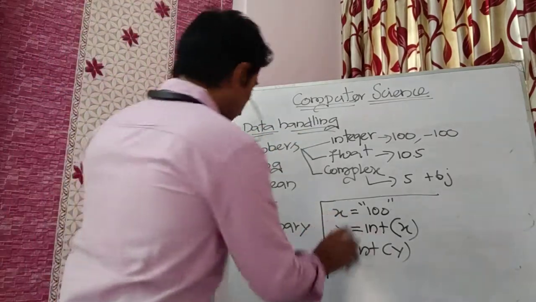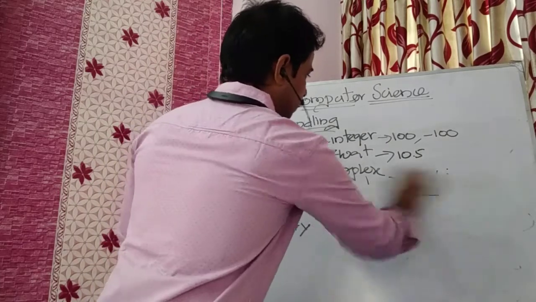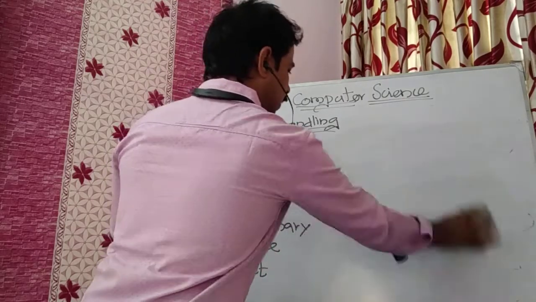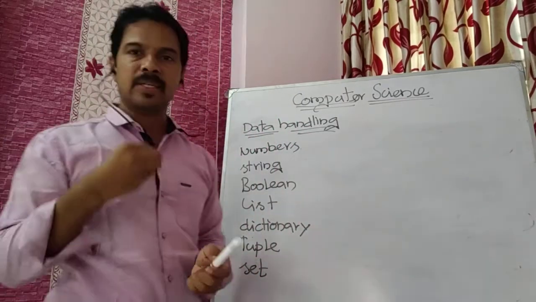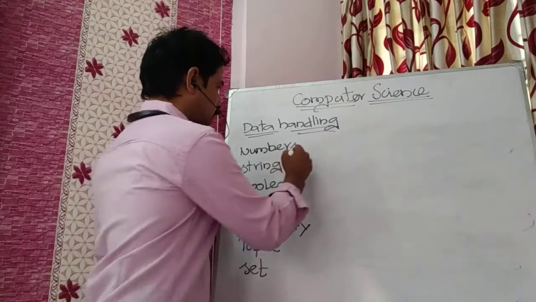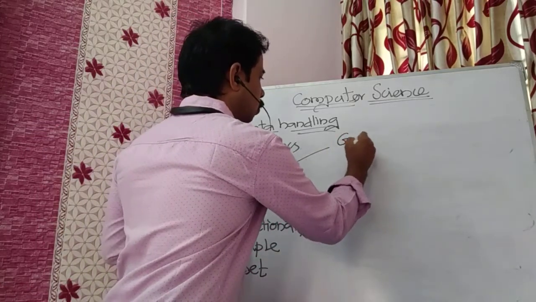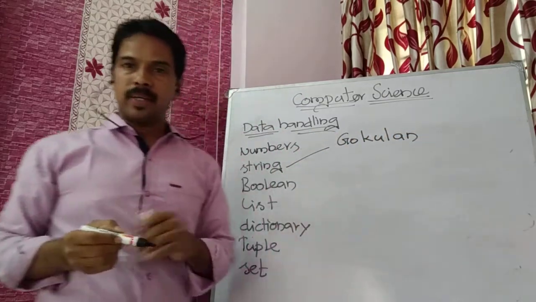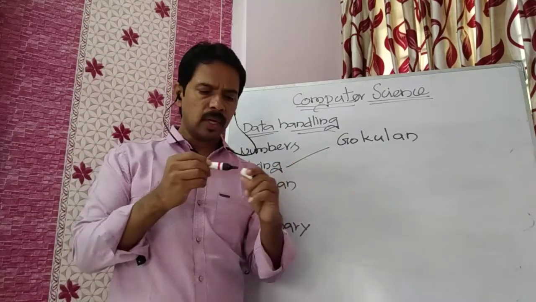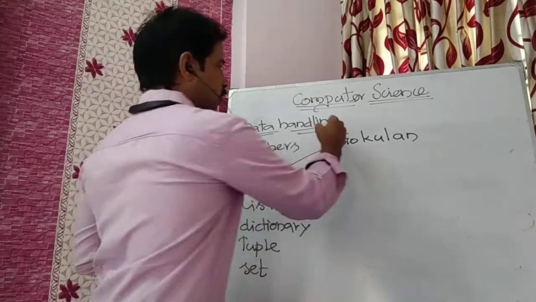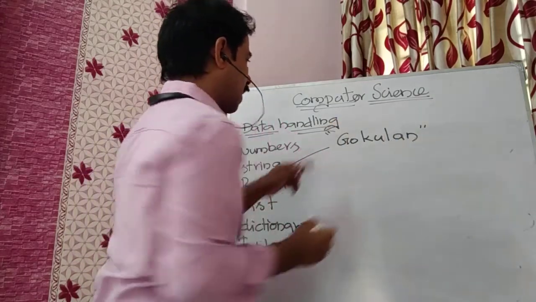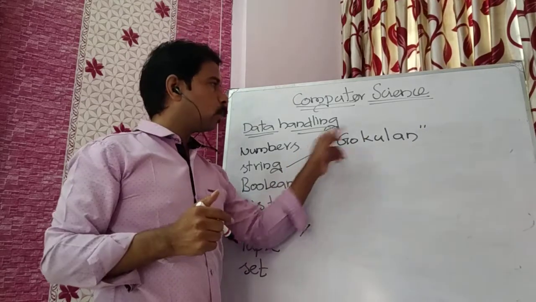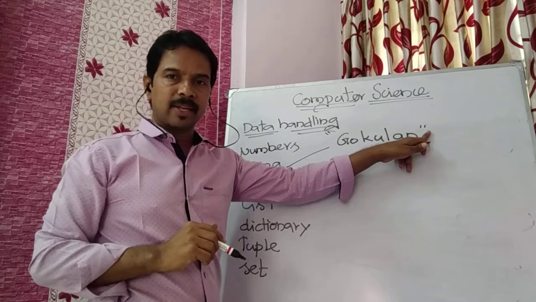Now we'll see about strings. What is the meaning of string? A string is just a name. For example, Gokulan. Gokulan is a name. If you enter it surrounded with a double quote or a single quote, both are acceptable, in this format.